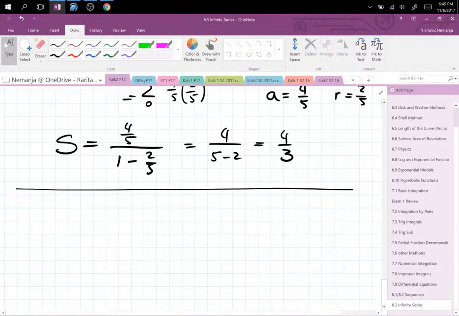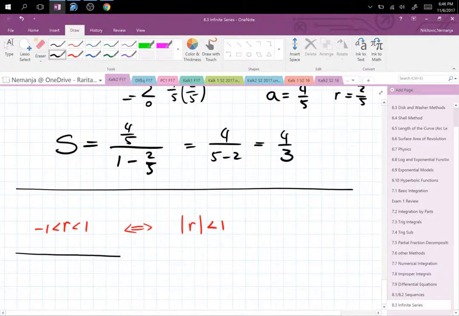Couldn't you get fancy so like the actual value of R is less than 1? Yes. So you didn't have to do -1? Yes. So the notation that R is between -1 and 1 can also be written as the absolute value of R is less than 1. So whatever makes you happy.